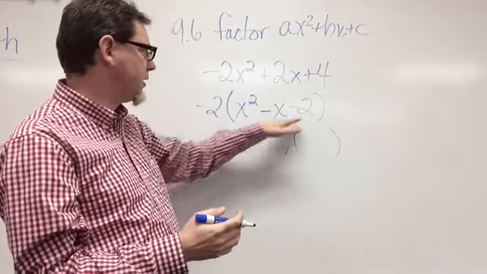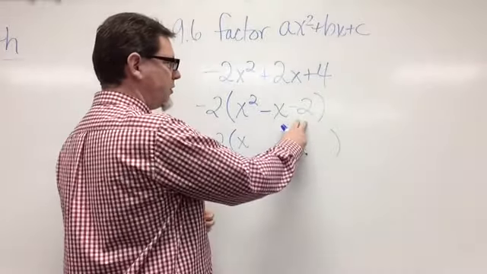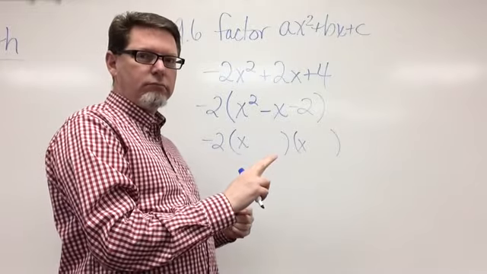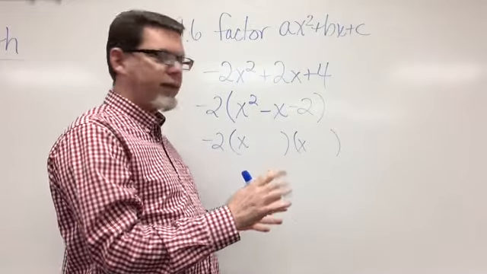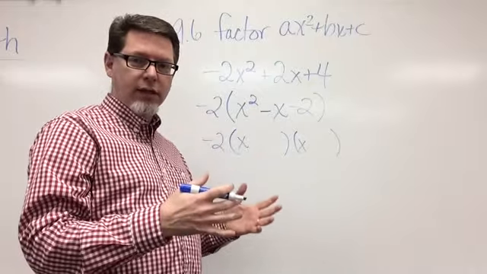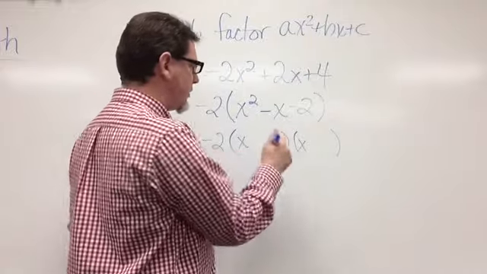Again, I bring down the -2 and I factor this polynomial, x squared minus x minus 2. Well, I know it's going to be x and x. And I've got to come up with two factors of negative 2 that add up to negative 1. Well, the only two factors of negative 2 are negative 2 and 1, or negative 1 and 2. I know I'm going to get a negative, so the 2 is going to have to be negative.